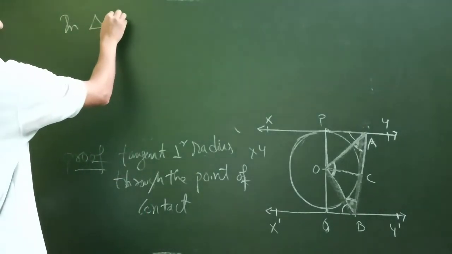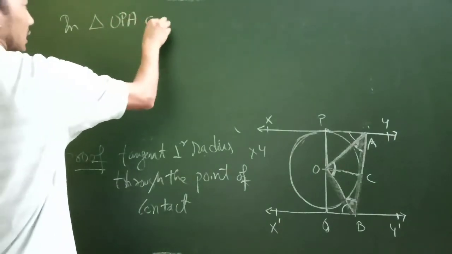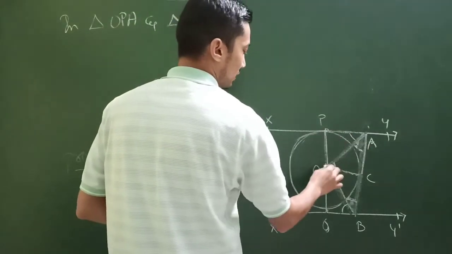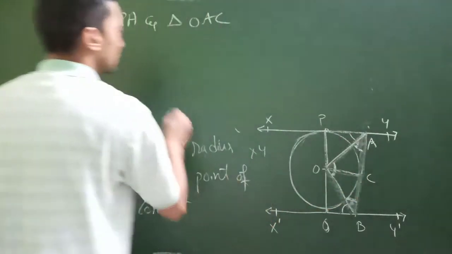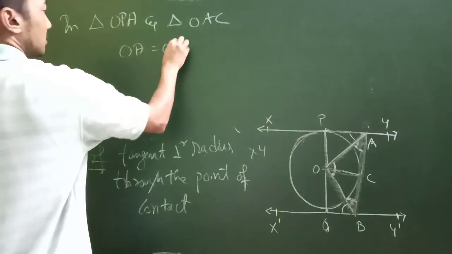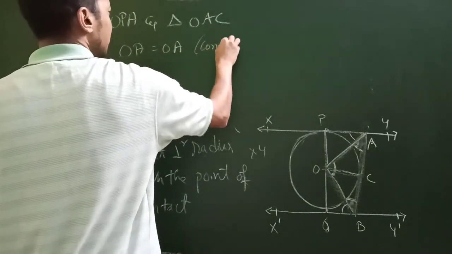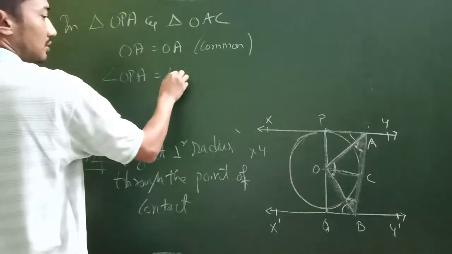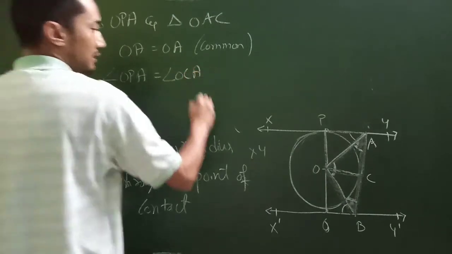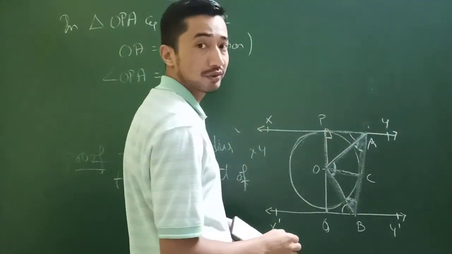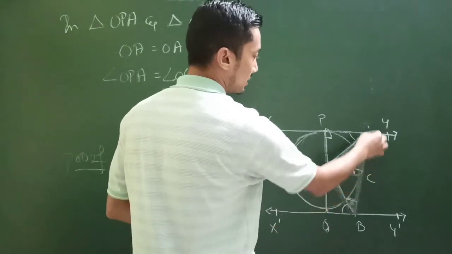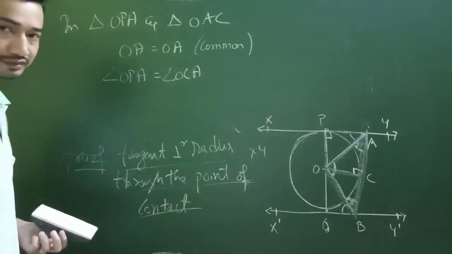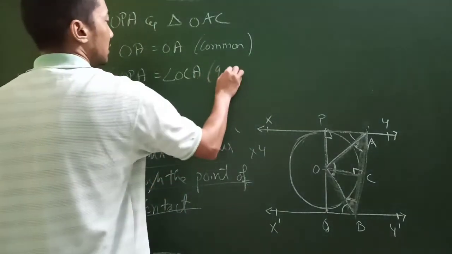So in triangle OPA and triangle OAC, what happens? Common side: OA is equal to OA. Angle OPA is going to be equal to angle OCA. OPA: tangent is perpendicular to radius at the point of contact. OCA: tangent, because AB is the tangent here. Because it is already written here, I think that should be enough. So both are 90 degrees.